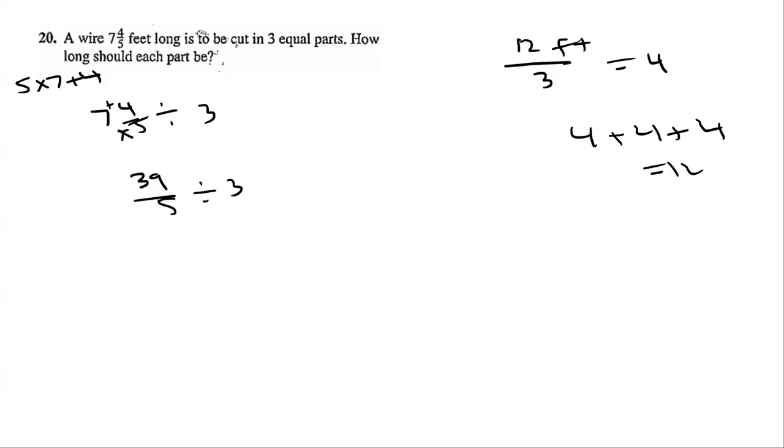Okay, and this is being divided by 3. So when we have this, we just need to change the division to multiplication, and then we change the 3 into a fraction. Okay, then we multiply directly across. So that gives us 39 over 15. It looks like I can divide 3 into each one.